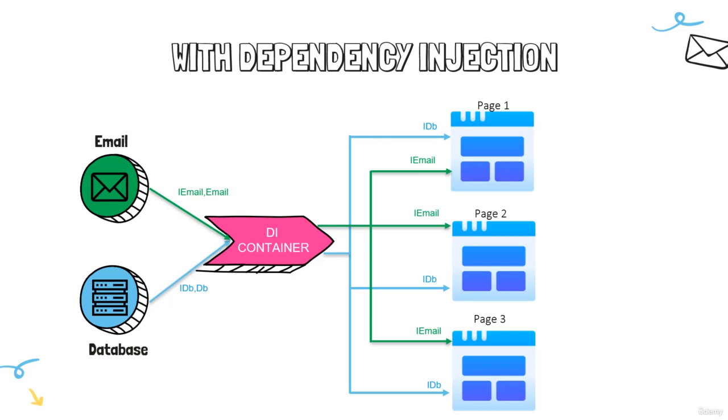Now in order to use dependency injection, you can use many third-party tools. But with .NET Core, we have a built-in dependency injection container, and that has its own advantages. So I hope with that you have a short overview of how dependency injection is helpful.